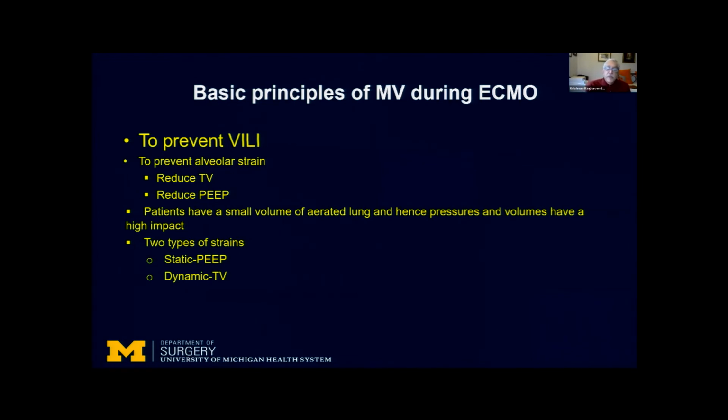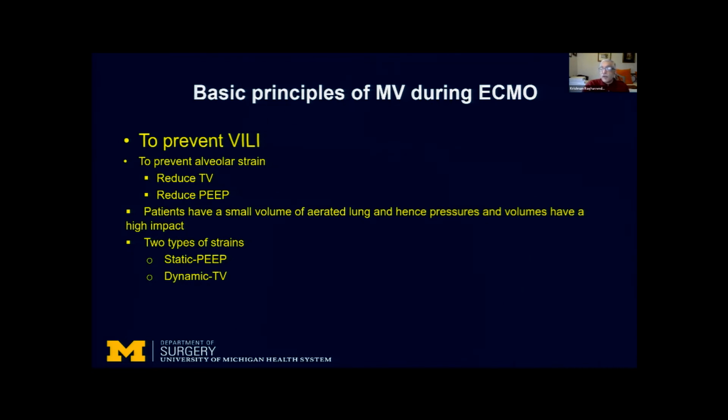So what are the basic principles of mechanical ventilation during ECMO? The basic principle is to prevent ventilator-induced lung injury. And what it translates into is to prevent alveolar strain. That is, we have volutrauma, barotrauma, and what we call atelectrauma, which is nothing but prevention of alveolar collapse and recruitment at every respiratory cycle. So to prevent ventilator-induced lung injury, the general idea here is to prevent alveolar strain.